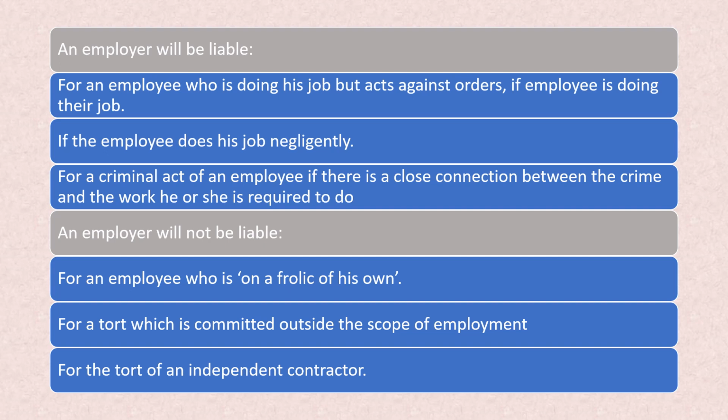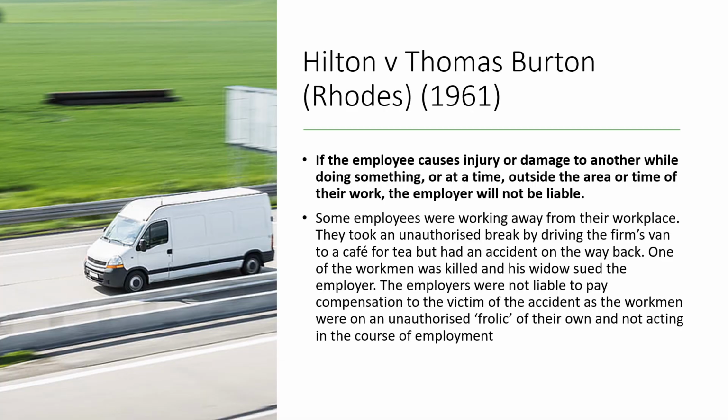So an employer will not be liable if an employee is on a frolic of his own. So it's roughly referred to as on their own time, so something they're not paid to do. This might be driving to work, for example, in which it's your own time, but it might be different if you're driving from one place of employment to another. So Hilton and Thomas Burton in 1961: if the employee causes injury or damage to another while doing something, or at a time outside the area of their work, they're not going to be liable.